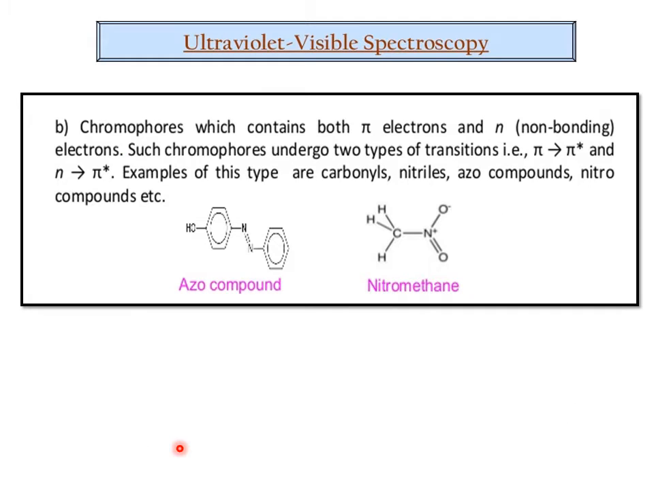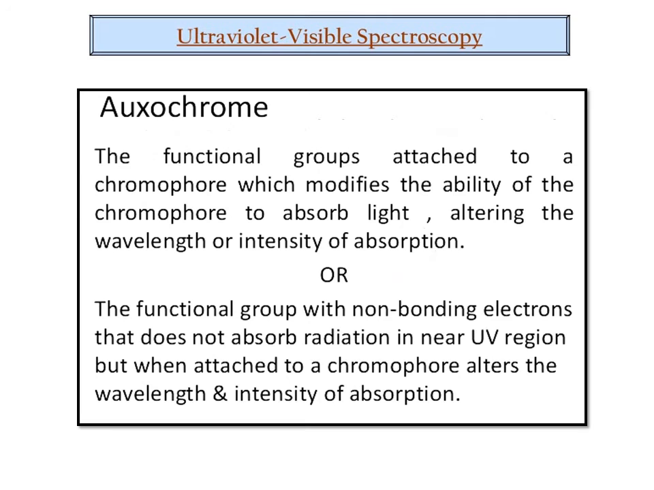The second type of chromophore contains both pi electrons and n non-bonding electrons. Such chromophores undergo two types of transitions: pi to pi star and n to pi star. For example, in the azo compound, the nitrogen and oxygen have non-bonding electrons. The azo group undergoes n to pi star and pi to pi star transitions. Likewise, nitromethane also undergoes two types of transitions, pi to pi star and n to pi star.